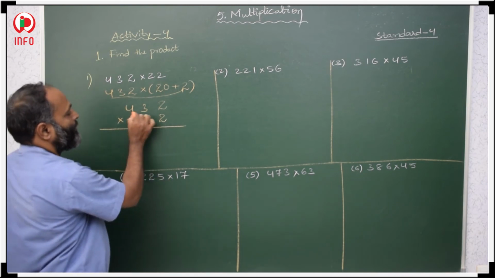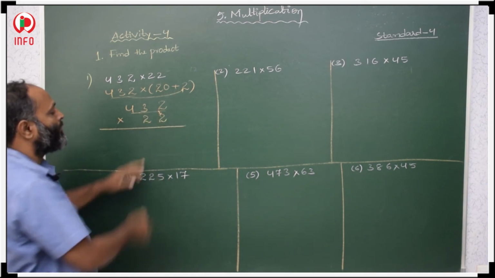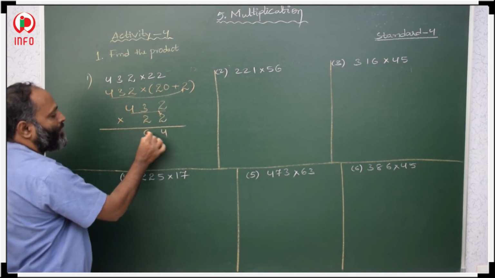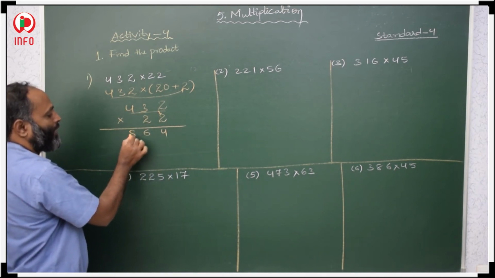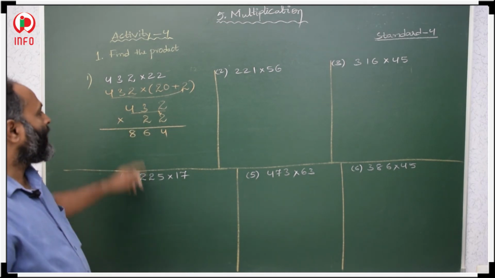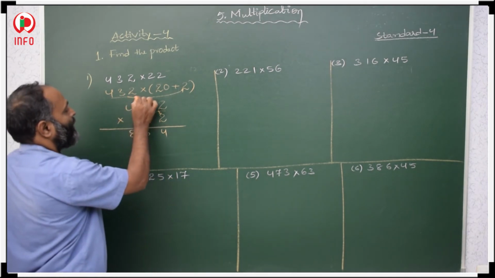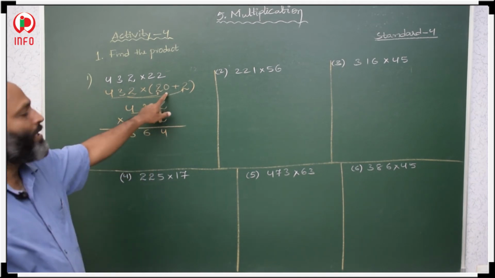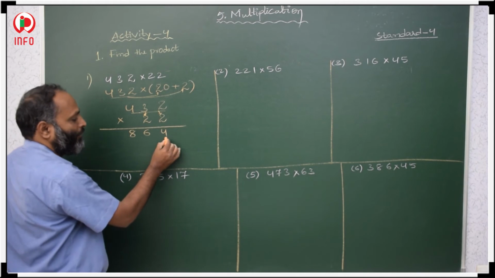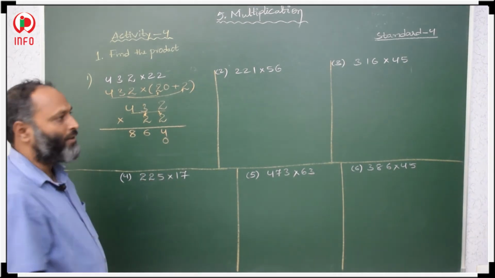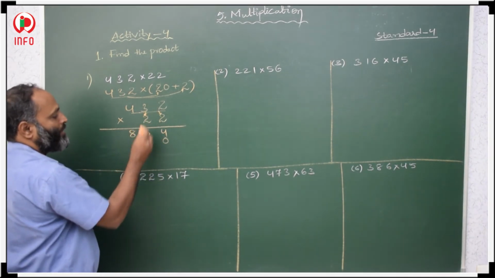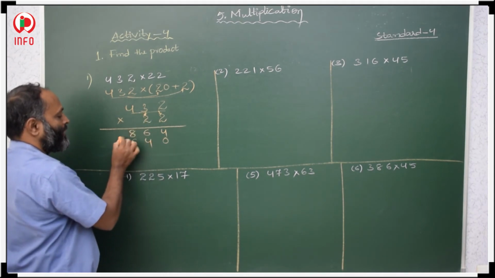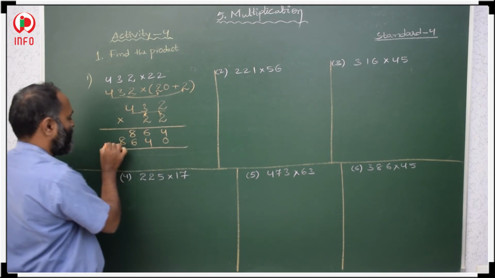432 with 2. 2 2s are 4. 2 3s are 6. 2 4s are 8. Then again we have to multiply 432 with this 2, but here we have 1 zero. First we have to keep 0 in the unit place. Now we start multiplication with 2. 2 2s are 4. 2 3s are 6. 2 4s are 8.